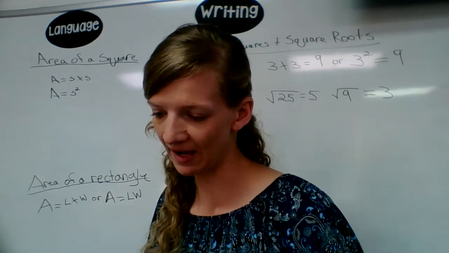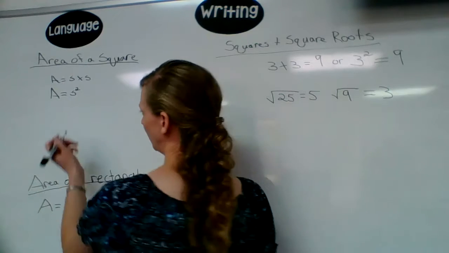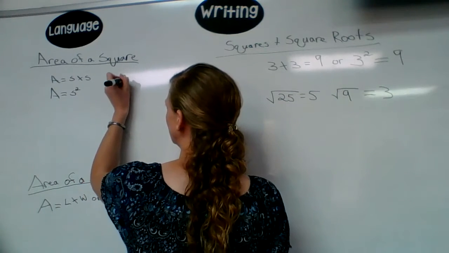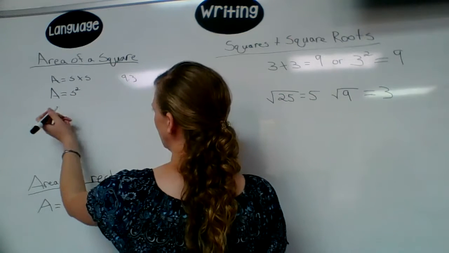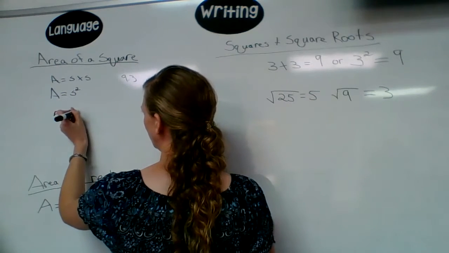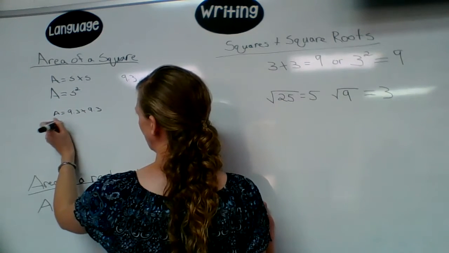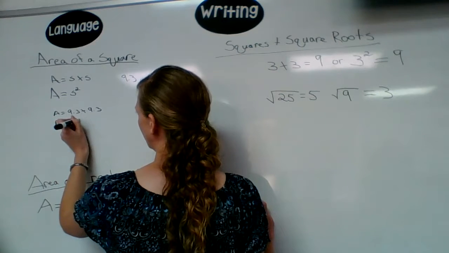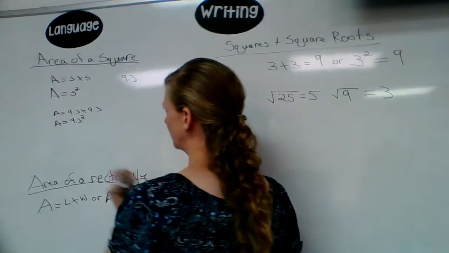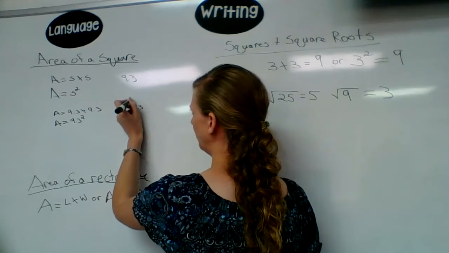So let's do A to A. Your side is 9.3 feet. First thing you do is put it in your formula. So A equals 9.3 times 9.3, or you can say it this way, A equals 9.3 squared. So multiply it out.